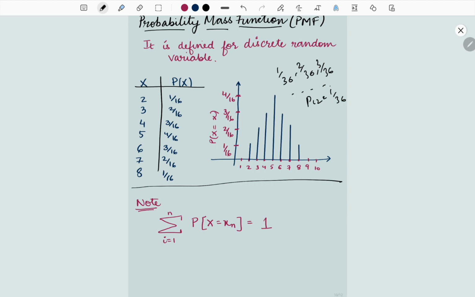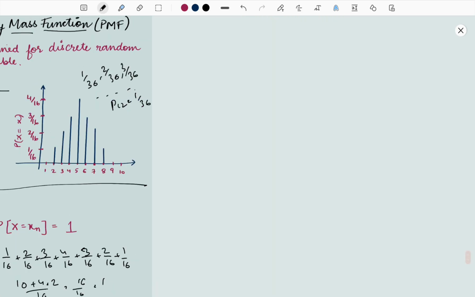So you can just calculate it. 1 by 16 plus 2 by 16 plus 3 by 16 plus 4 by 16 plus 3 by 16 plus 2 by 16 plus 1 by 16. Here 6, 4 and 2, 10 plus 4 plus 2, 16, which will be 16 by 16, which is equal to 1. See, a probability mass function will have summation equal to 1.